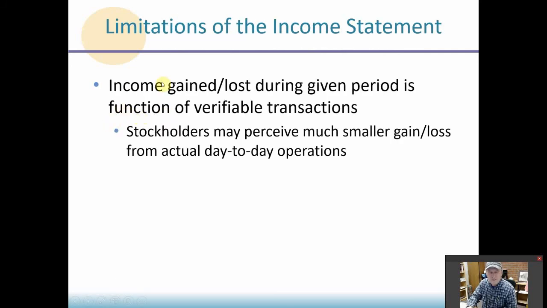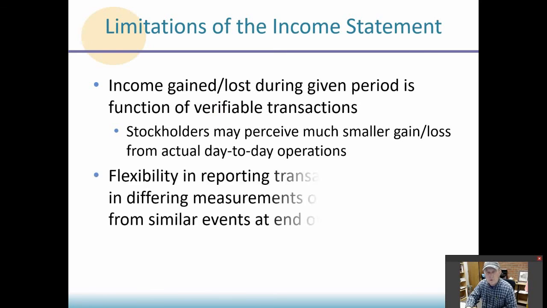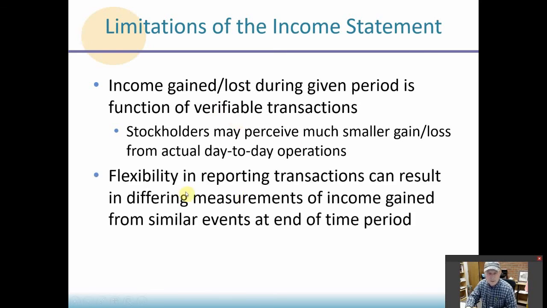So limitations, geez, we kind of bounce around a little bit. I don't know why they do that with the chapter, but limitations of the income statement. I already kind of talked about some of those in day-to-day things or from a quarter to a quarter, and why you can have some big deals, right? And there is some flexibility in the way transactions are reported and those types of things.